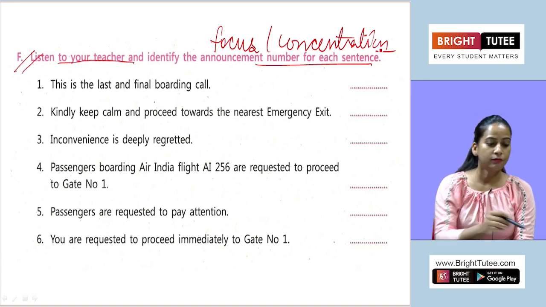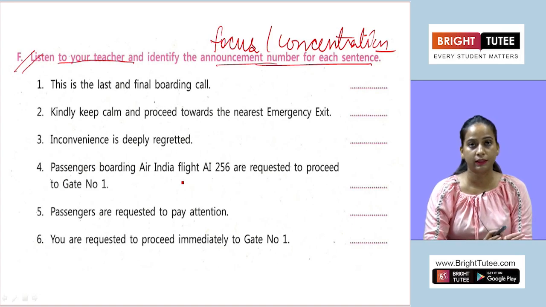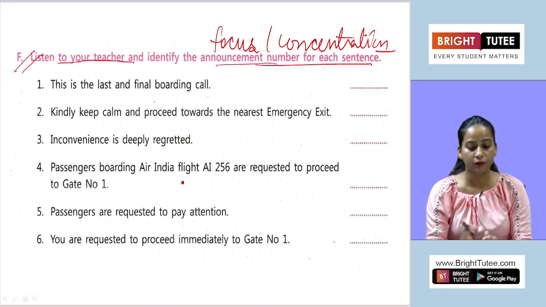Clear? Here we need to read it, and then after listening to the teacher, we have to find out which particular announcement was made according to the number. So we have to do the numbering here.